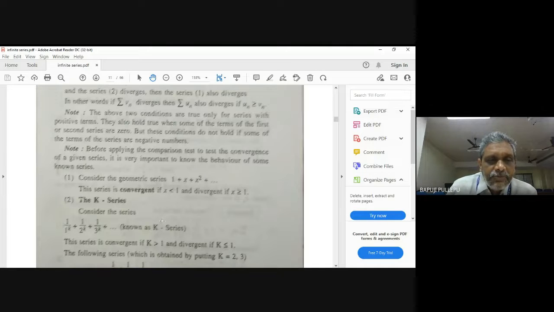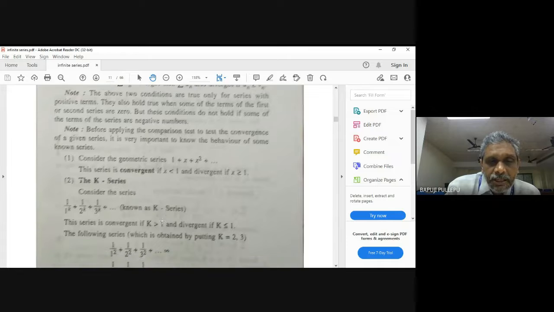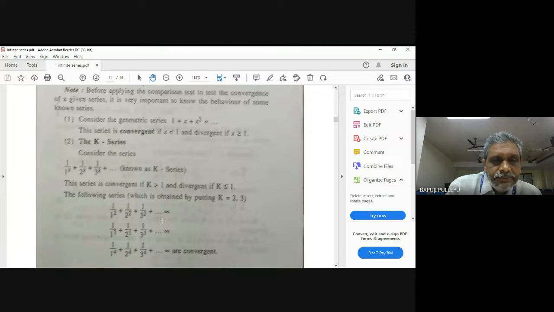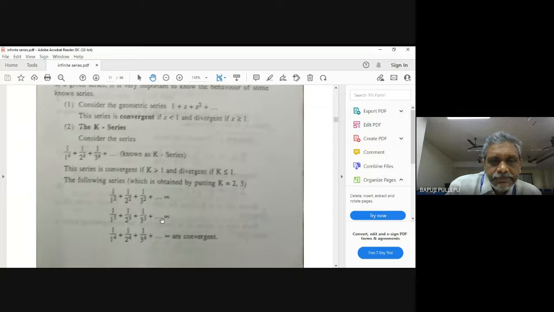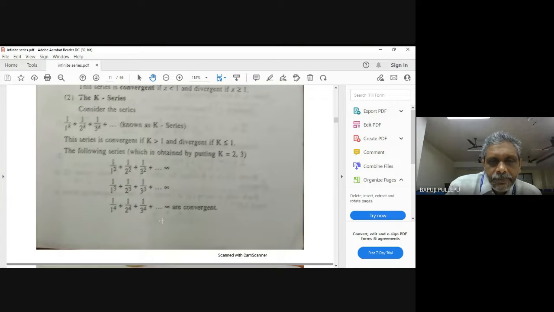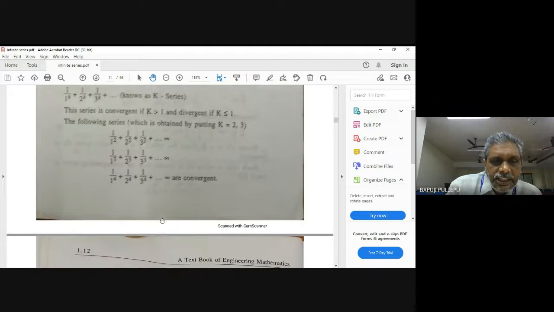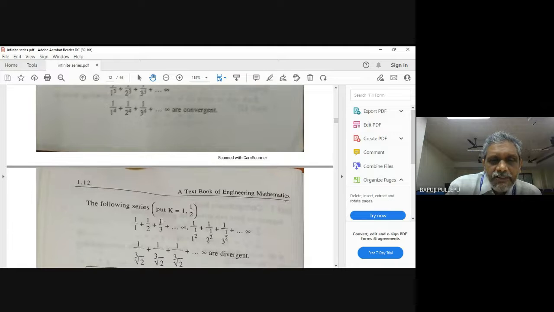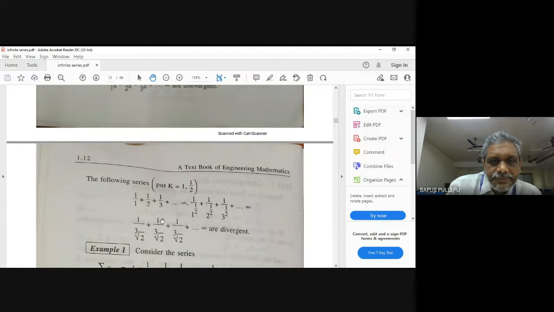Then the K series, 1 power K, 2 power K, 3 power K, is known as a K series. The series converges only when K is greater than 1. It diverges when K is less than or equal to 1. K is equal to 2, 3, 10. This result you can remember, sir. The following series, power 1 half, which is less than or equal to 1, means divergence.